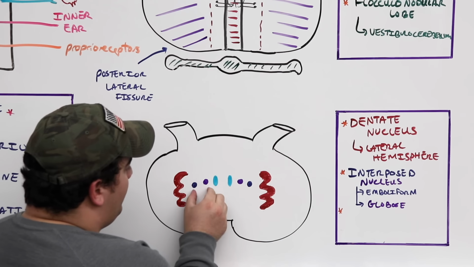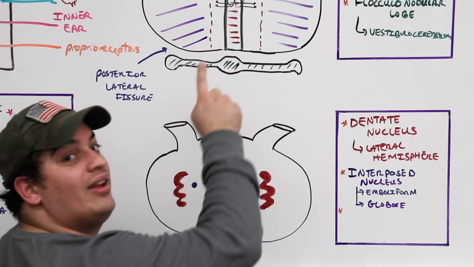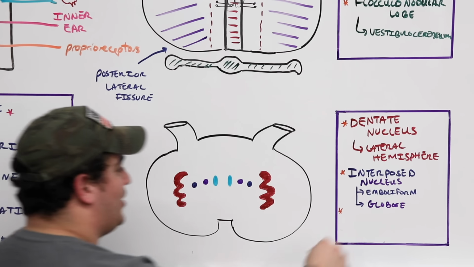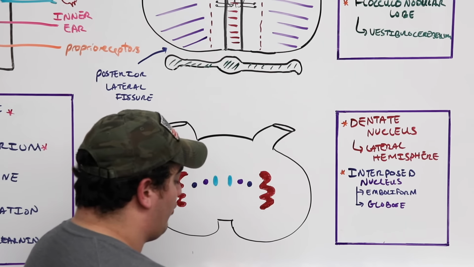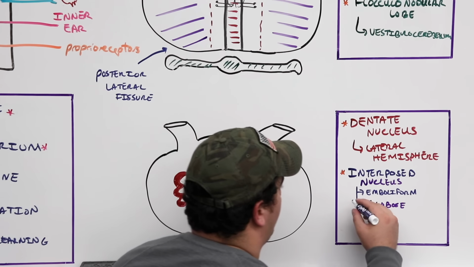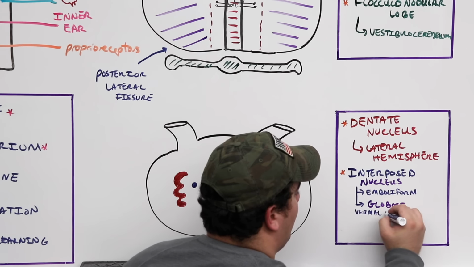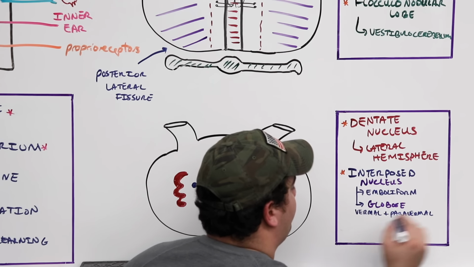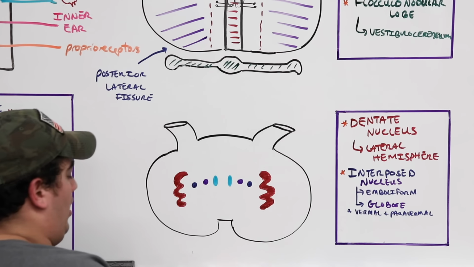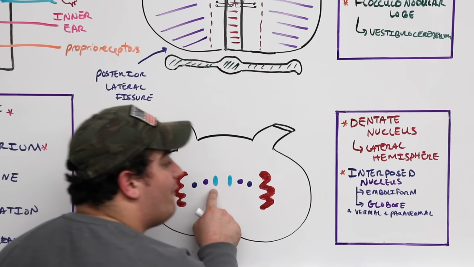Now, this is going to be primarily where? The paravermal and vermal area. Makes so much sense, right? So again, this will be occupying the vermal and paravermal area. Let's write that here, that this will be occupying the vermal and paravermal area, okay? The last one is don't eat greasy food.